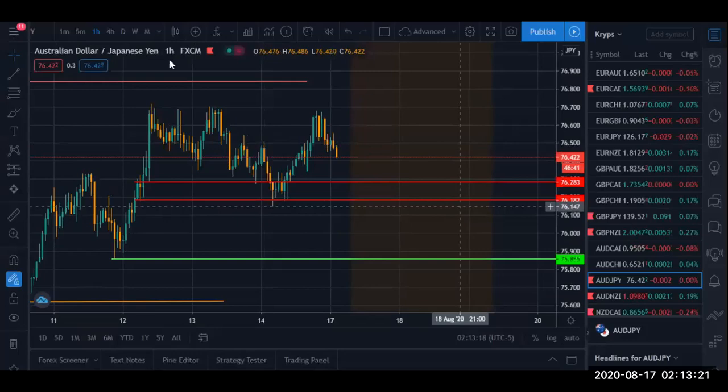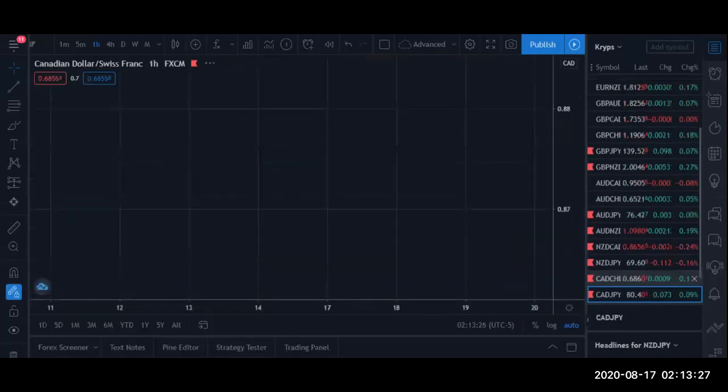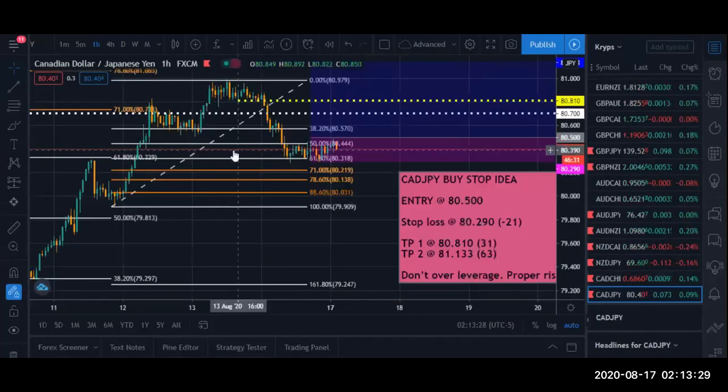All right, so now we're here. Let me go down to CAD JPY because I know I saw it on this one, and this was actually why I pretty much got in this trade.